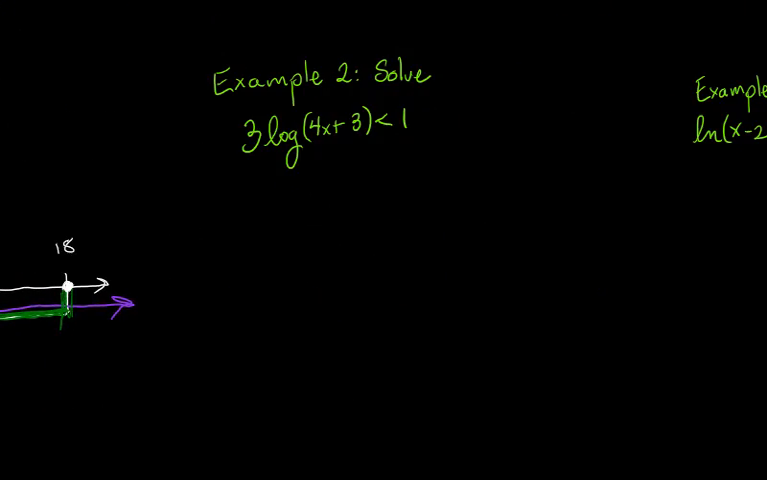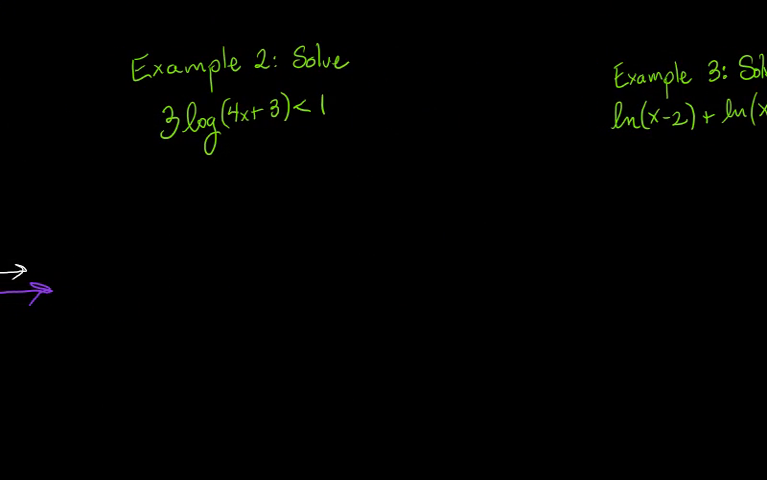All right, let's try another one. So we've got this guy: 3 times log base 10 of 4x plus 3 is less than 1. So we're going to divide by 3. And now we've got log of 4x plus 3 is less than 1/3. Okay? Then we're going to exponentiate both sides.